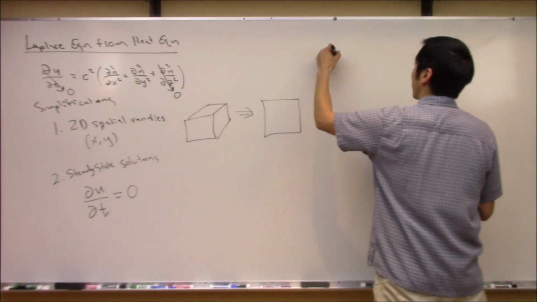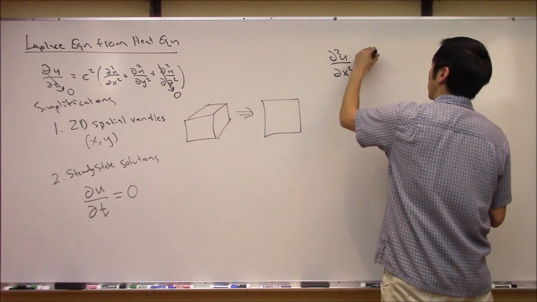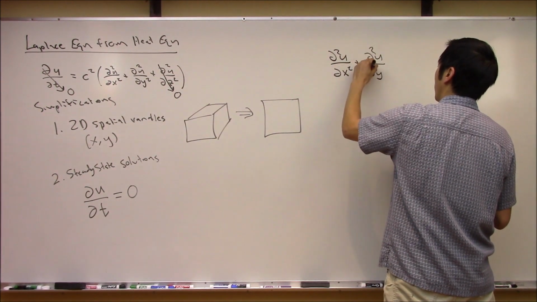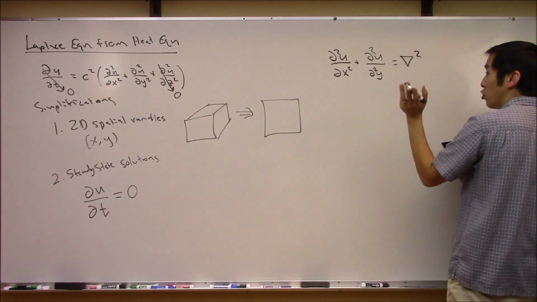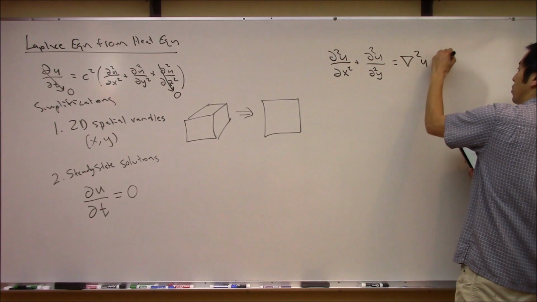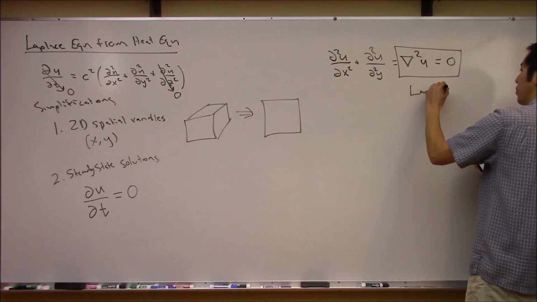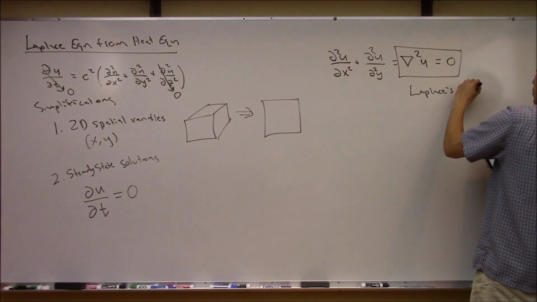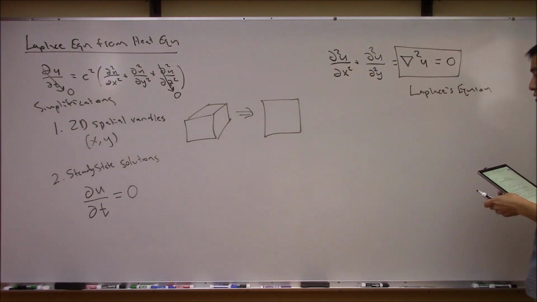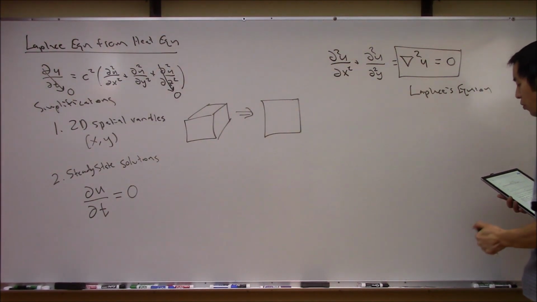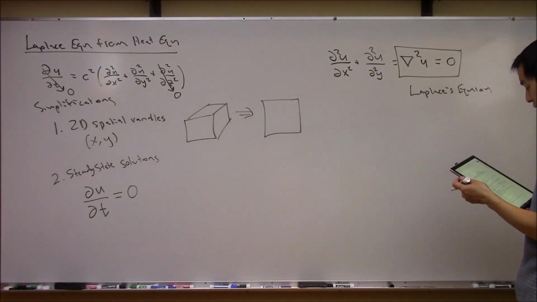It simplifies down to partial squared u with respect to x squared plus partial squared u with respect to y squared. The other name for this is the 2D Laplacian of u, which is equal to 0. So this is basically Laplace's equation. Okay, and we can see that this is just a second order partial differential equation. It's linear, it's homogeneous, all that kind of good stuff. So we can consider going ahead and trying to solve this.